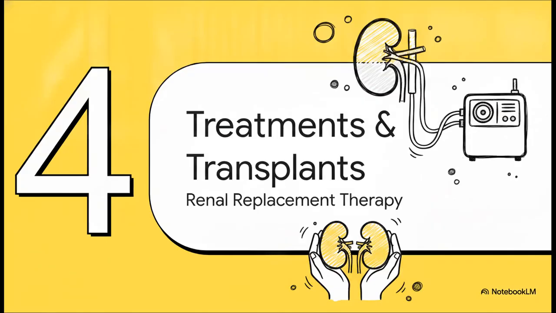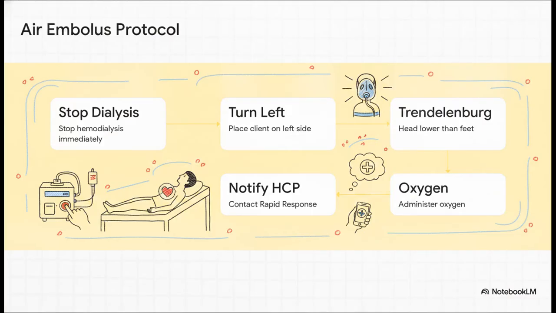Which brings us to Section 4, Treatments and Transplants. When the kidneys can no longer filter toxins or balance fluids on their own, we have to step in with life-saving renal replacement therapies. Hemodialysis is super common, but it comes with some incredibly severe risks, like a suspected air embolus. If a patient suddenly develops dyspnea and chest pain during dialysis, you have to execute this emergency action sequence immediately, no hesitating. First, stop the dialysis.